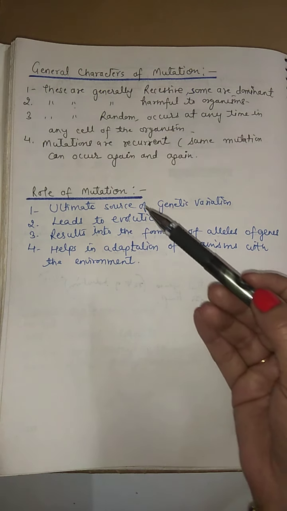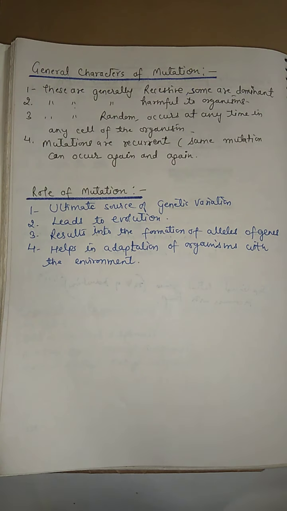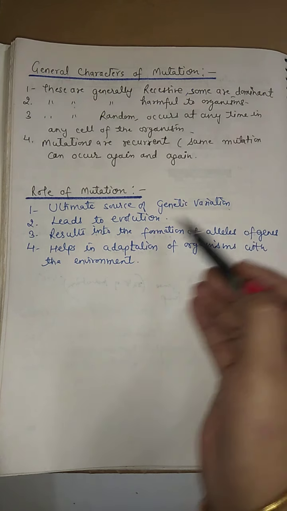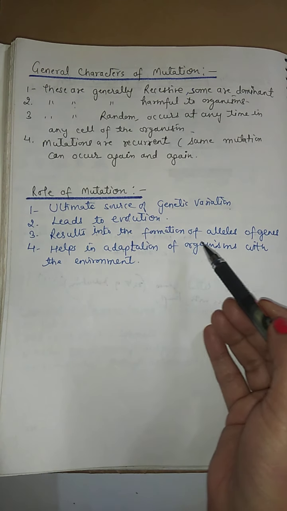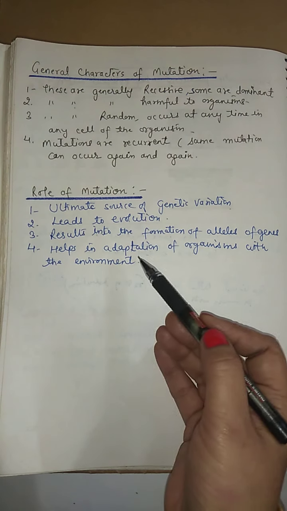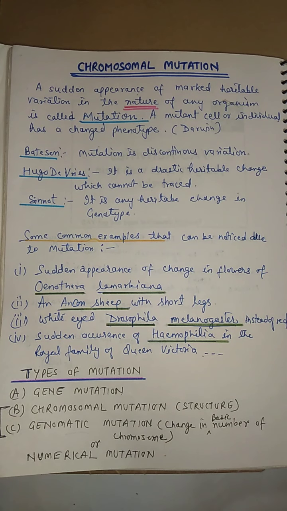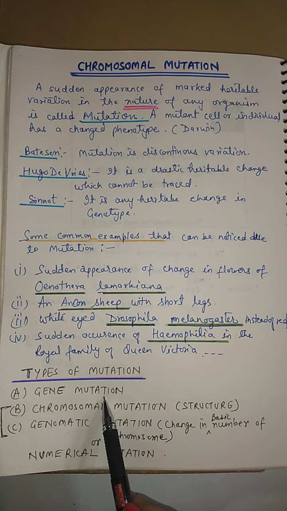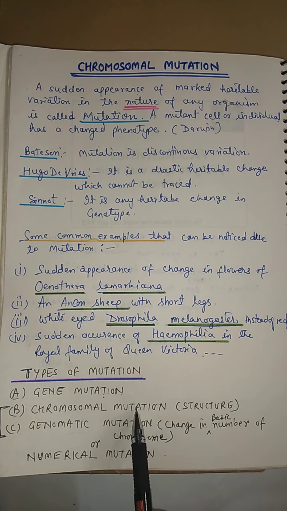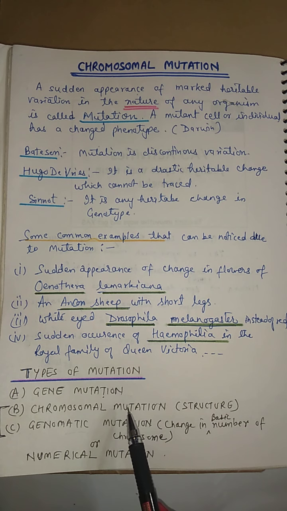Now, what is the role of mutation? It is the ultimate source of genetic variation. It leads to evolution, to the formation of alleles of genes, and helps in the adaptation of organisms to the environment. Now, the types of mutations are: number one, gene mutation, the mutation which appears in genes. Second is chromosomal mutation, or the mutation in the structure of the chromosome. And third is genomic mutation, which is also called numerical mutation. It is a change in the basic number of chromosomes, hence it is also a kind of chromosomal mutation.